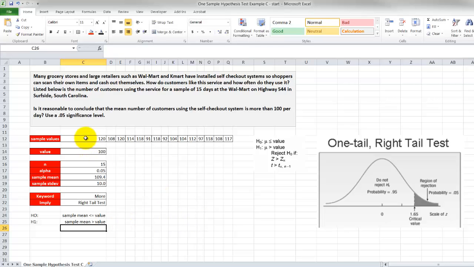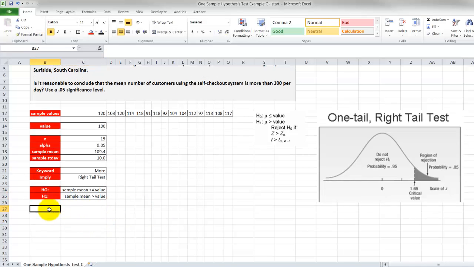And again, we're testing the number of customers. So that's good. That means the more actually is better. If we're dealing with time, then we'd have to actually think about that. Okay, so let's use some formatting here. This is our null and alternative.